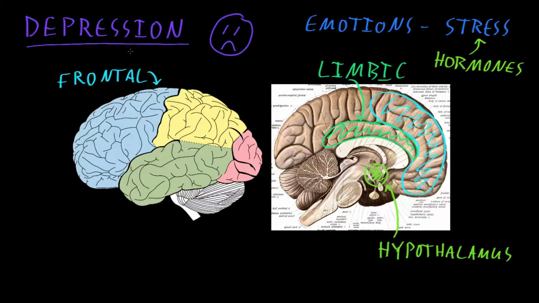Some features of major depressive disorder also appear to involve abnormalities in neuronal pathways using certain neurotransmitters, the molecules that communicate between neurons in the brain.